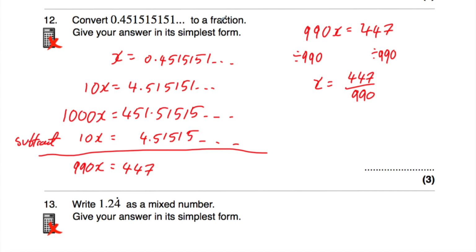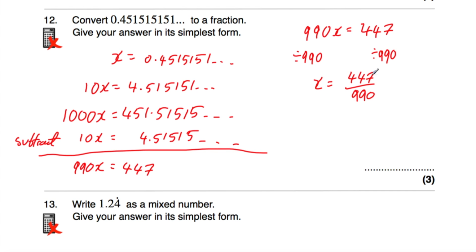Now we've been asked to give our answer in its simplest form, so we need to cancel this down. Well, they're not both even, this one's odd and this one's even, so we can't divide by 2. Let's see if we can divide both of them by 3. To check and see if a number is divisible by 3, if you add the digits together, they will add together to be a multiple of 3.